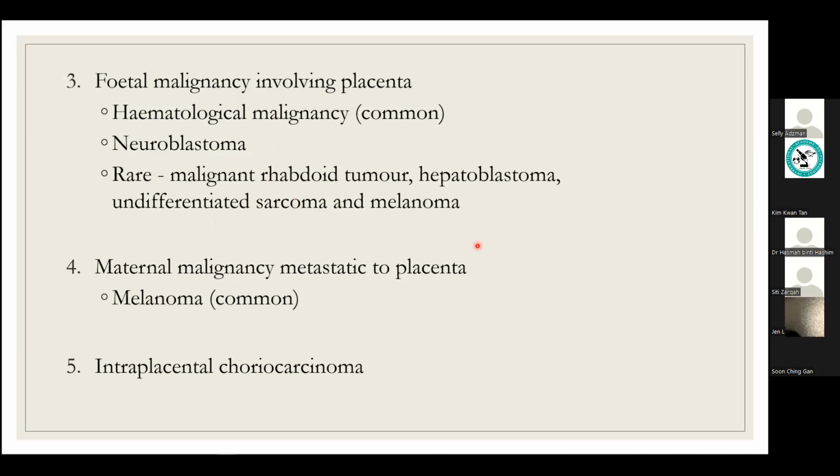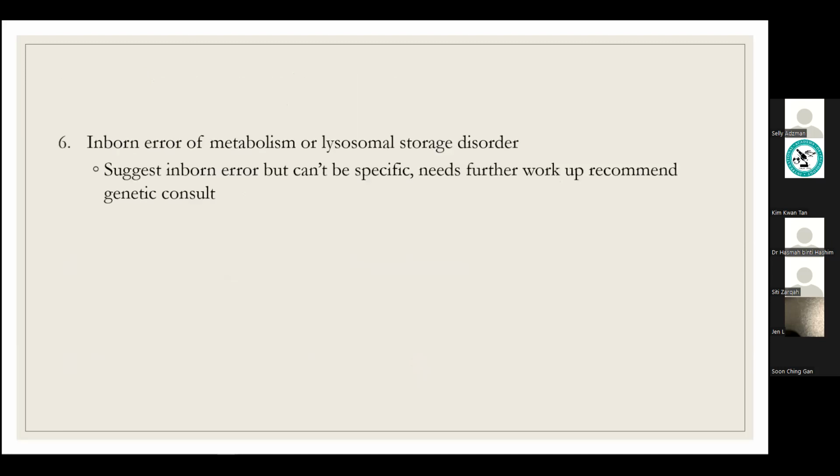Number four will be maternal malignancy, which is metastatic placenta. The commonest is melanoma. However, other tumors can also metastasize to the placenta, such as adenocarcinoma or any other tumor. But melanoma will be the commonest one. Okay. And the fifth one is intraplacental choriocarcinoma. I think it's quite straightforward. And the other thing is inborn error of metabolism or lysosomal storage disease.